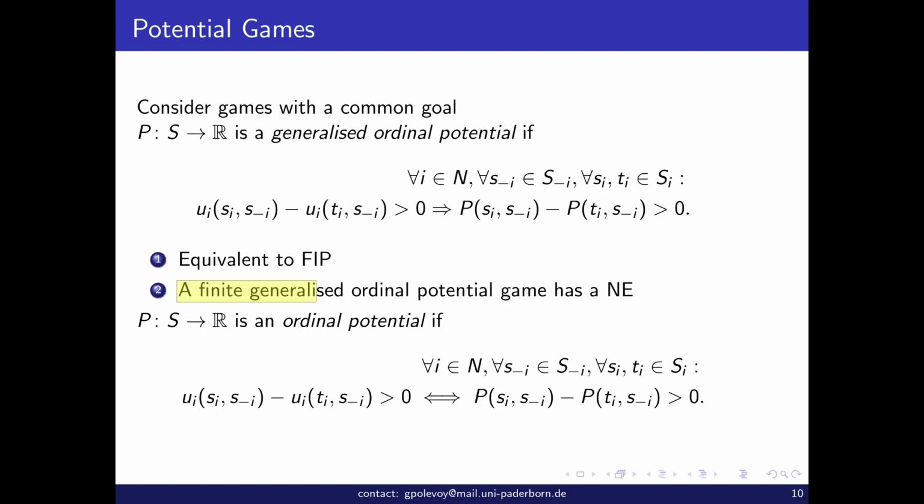Now, a stricter definition of a potential game is that this implication is two-directed, and such a function is called an ordinal potential. The change of utility being positive not only implies that the respective change of the potential is positive, but also the other way around. So the change of utility is positive if and only if the change of potential is positive.